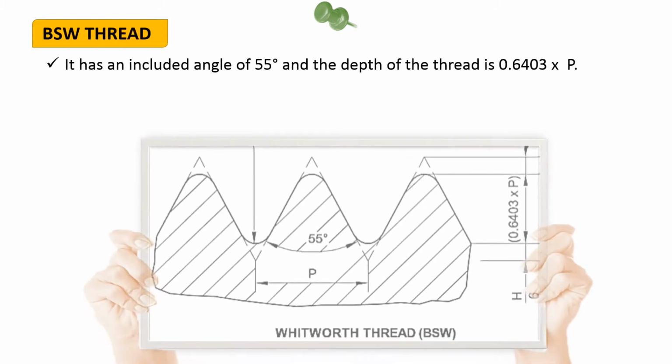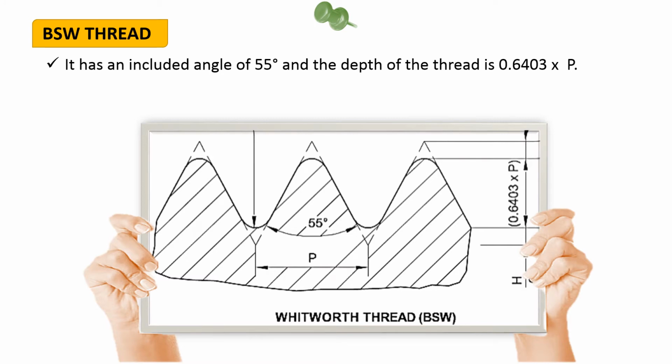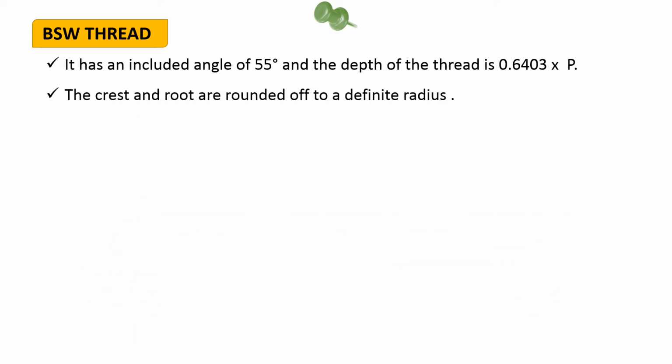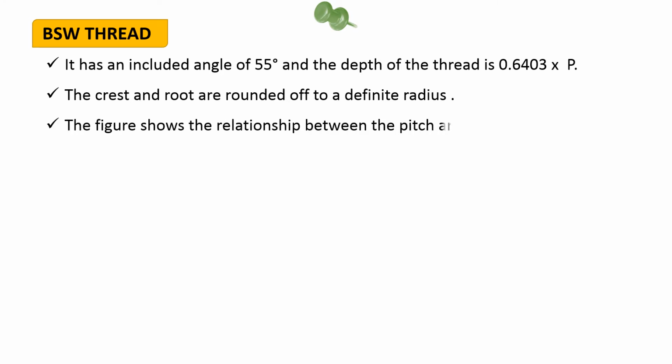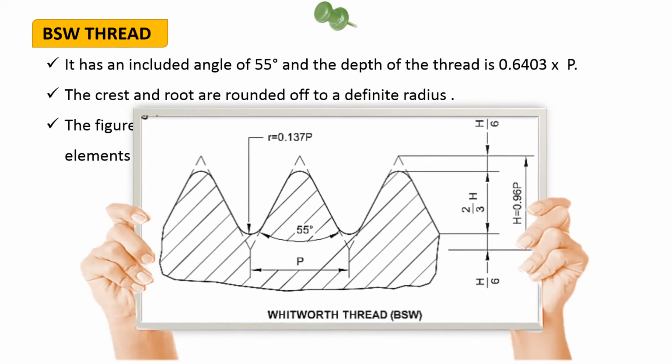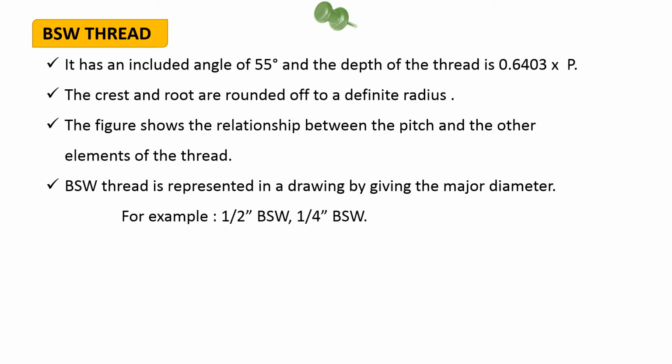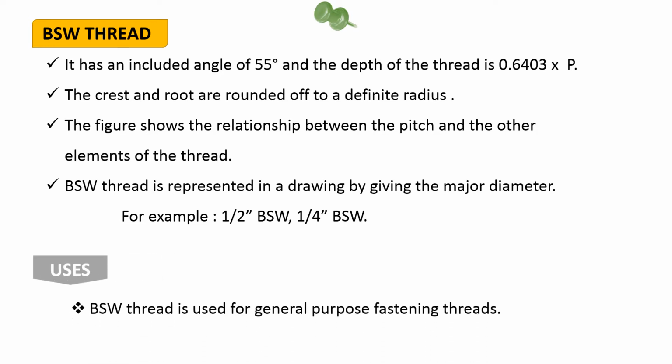BSW thread. It has an included angle of 55 degrees and the depth of the thread is 0.6403 into P. The crest and root are rounded off to a definite radius. The figure shows the relationship between the pitch and the other elements of the thread. BSW thread is represented in a drawing by giving the major diameter. For example, 1 by 2 inches BSW, 1 by 4 inches BSW. Uses. BSW thread is used for general purpose fastening threads.